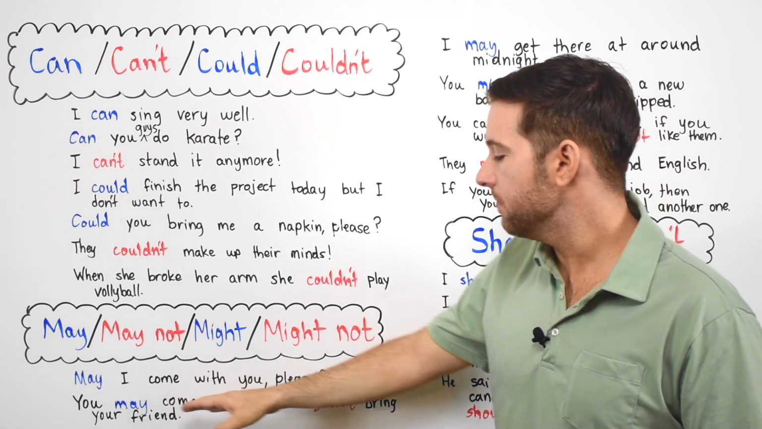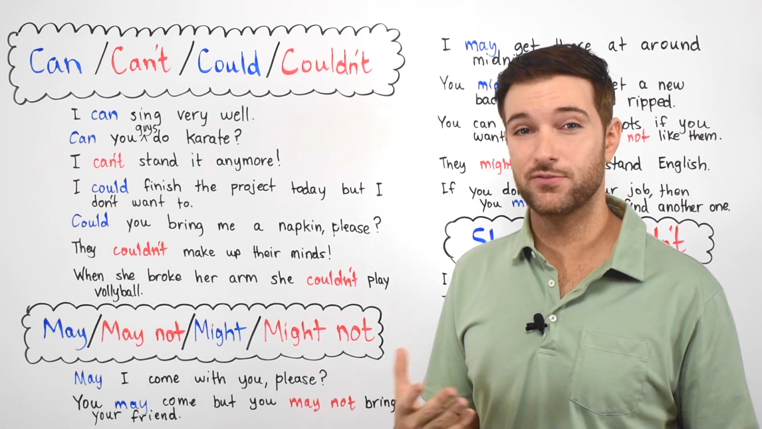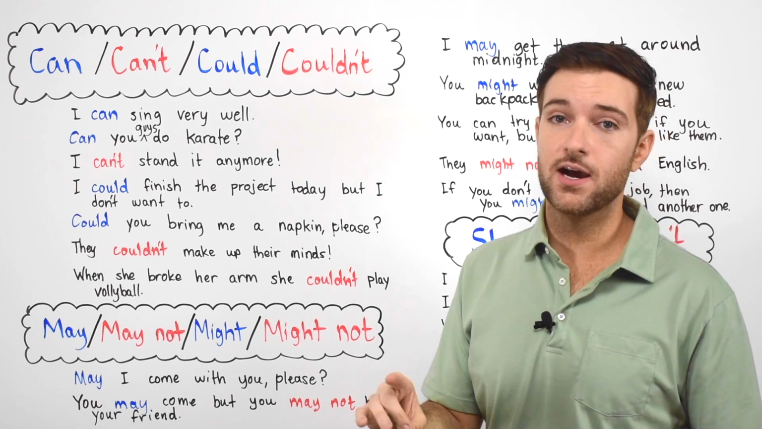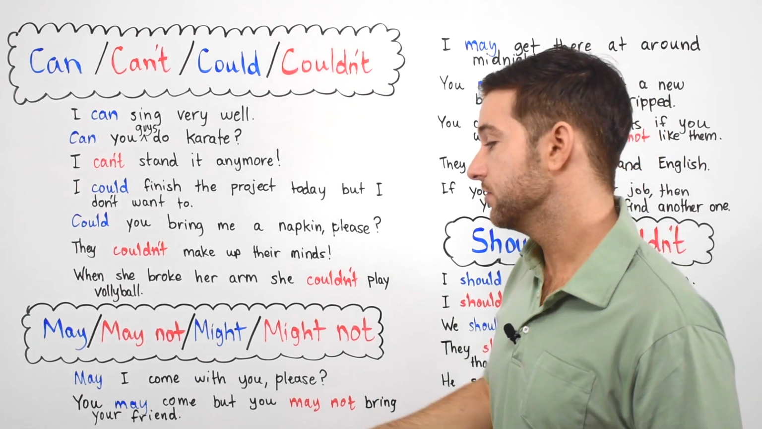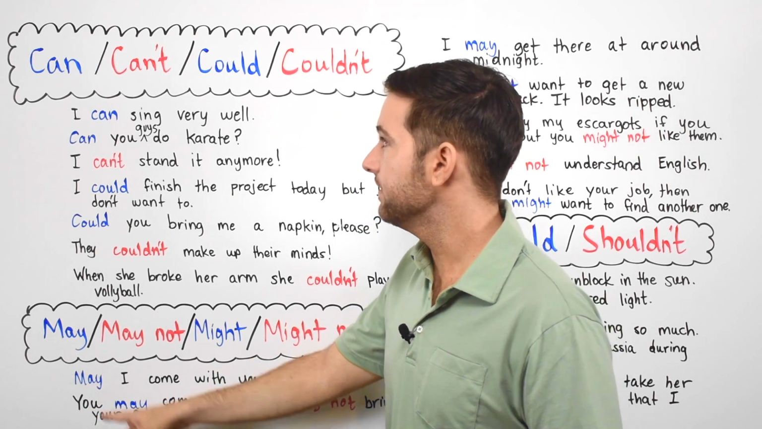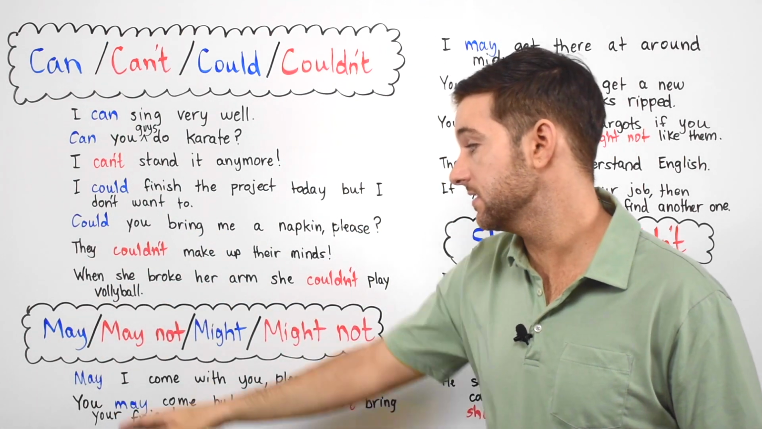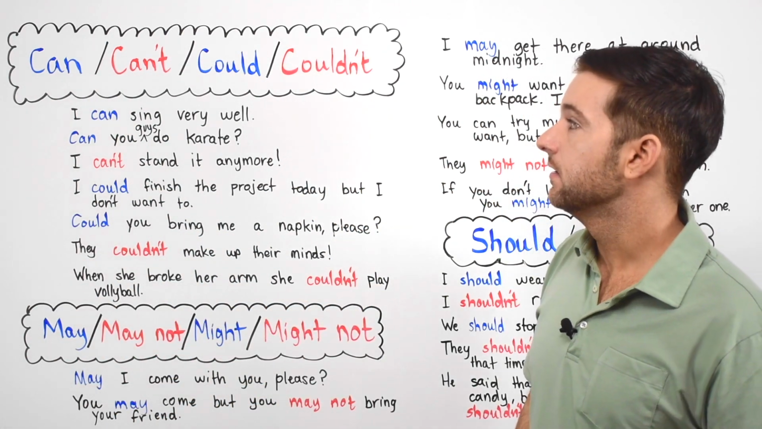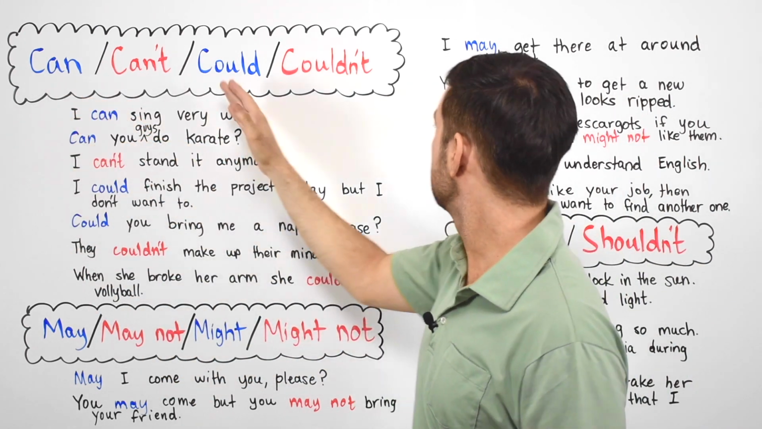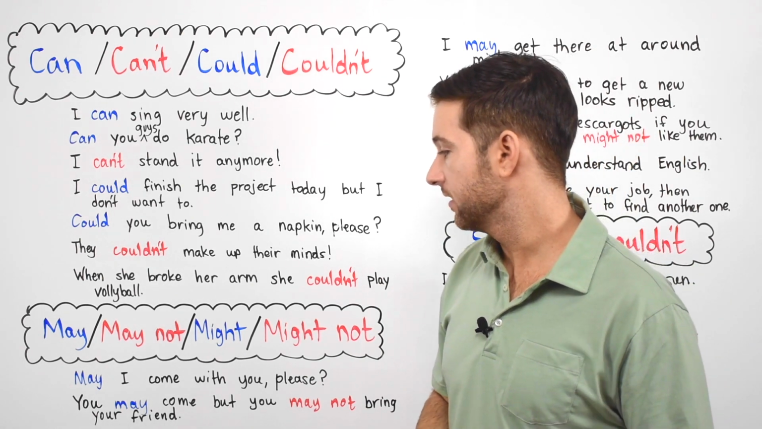So, you may come, but you may not bring your friend. We're talking about a possibility, like you may come or you may not come, okay? But certainly you may not bring your friend. Okay, so you can see here that may is right after you, okay, and it behaves a lot like the verb can, okay, the modal verb can. This is also a modal verb, remember. So these are all modal verbs that we're learning today. May, can, could, and then the other ones that we'll learn in a minute or two.